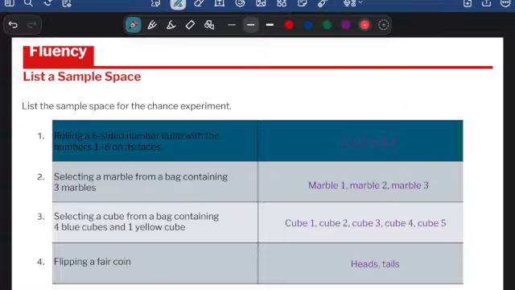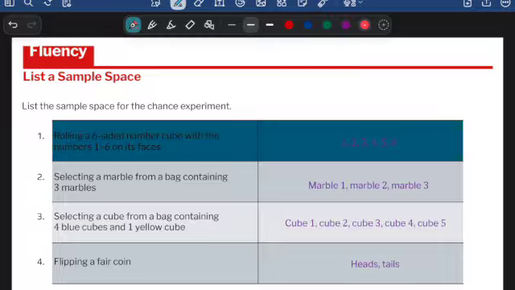So let's first just review what a sample space is. A sample space for a chance experiment is what the possible outcomes could be. So for example, number 1, rolling a 6-sided number cube with the numbers 1 through 6 on its faces. Well, the possible outcomes we could roll would be getting the number 1, the number 2, the number 3, 4, 5, or 6. So that is the sample space.